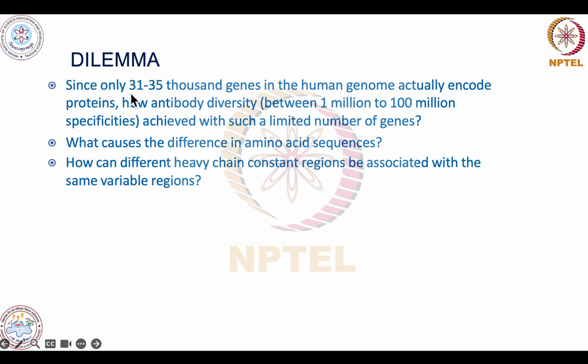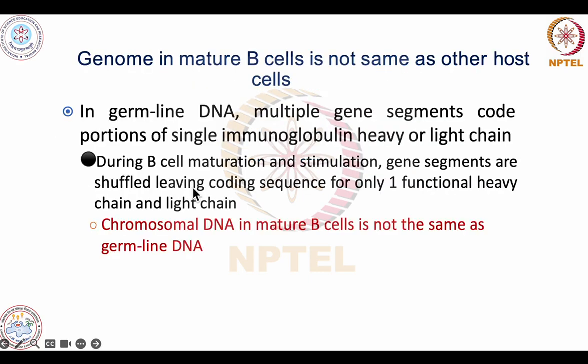Dilemma. Since only 31 to 35,000 genes in the human genome actually encode proteins, how is antibody diversity of between 1 million to 100 million specificities achieved with such a limited number of genes? What causes the difference in amino acid sequences? How can different heavy chain constant regions be associated with the variable regions?